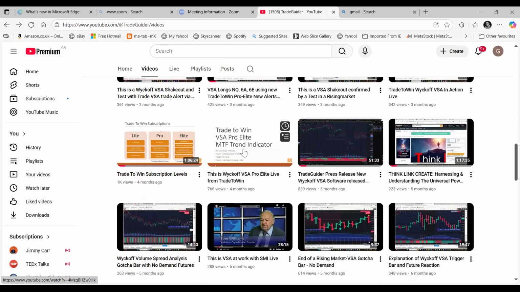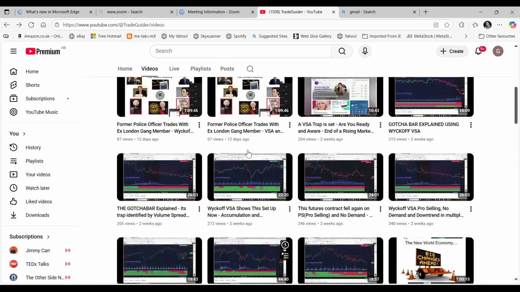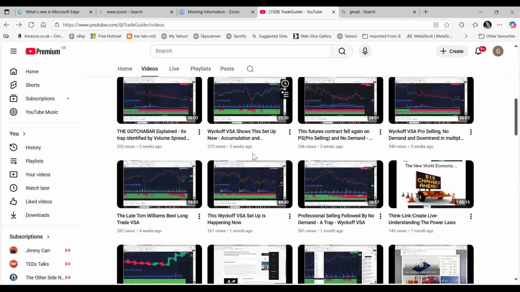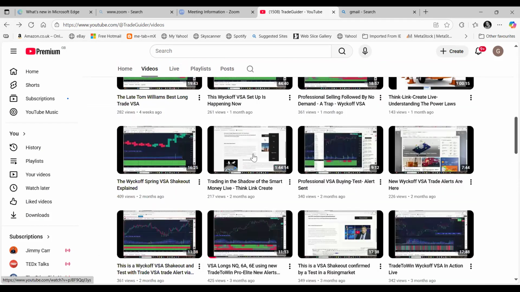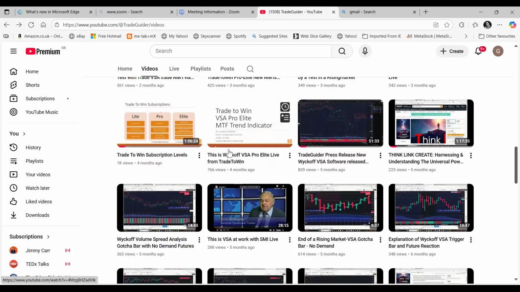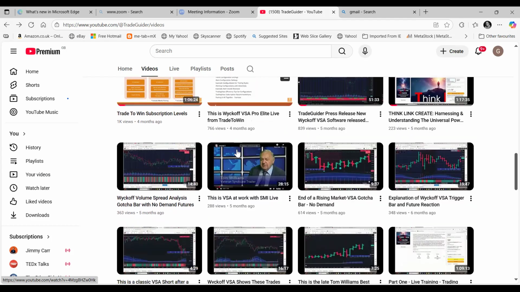Okay, so let me just check something. Okay, everyone. All right. So if you need to set up the Trade Guider Lite version, which is what you've got, the easiest way to do it is to put in a support ticket. Now, how do you do that? It's simple. By the way, this is all the information you need between the Lite, the Pro, and the Elite. That's easy. That's a no-brainer.